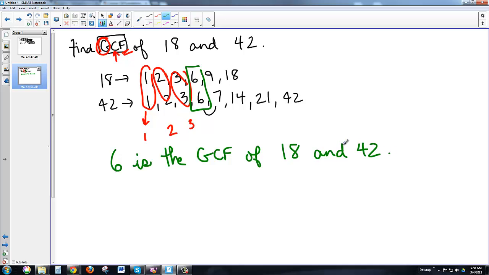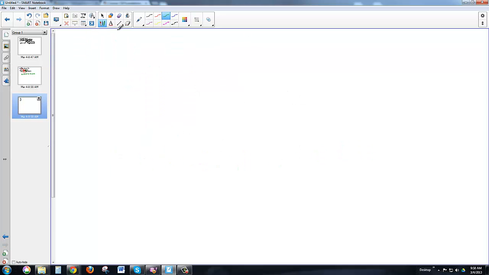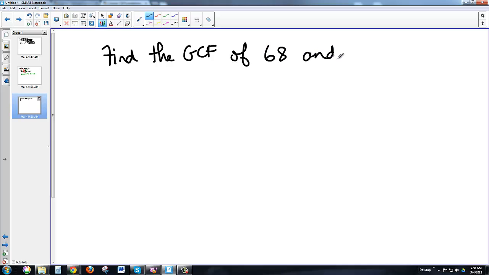Is this the most efficient way? I don't think so, but if it works for you, it is an accepted method. Let's do this again a different way. We're going to find the GCF of, let's go with 68 and 144. Now if I asked you to list out the factors of these, the lists are going to start getting pretty long. There's got to be a better way.